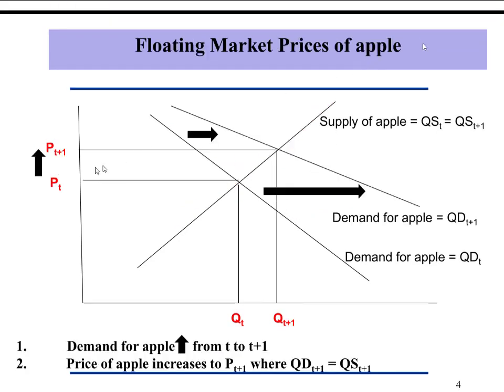Back to the apple case. When there is more demand for apple, let's say everyone now likes apple more than before, at each price they're going to demand more apple. It means a shift of the demand curve. The new equilibrium price will be P_t+1 and the new equilibrium quantity will be Q_t+1, right?